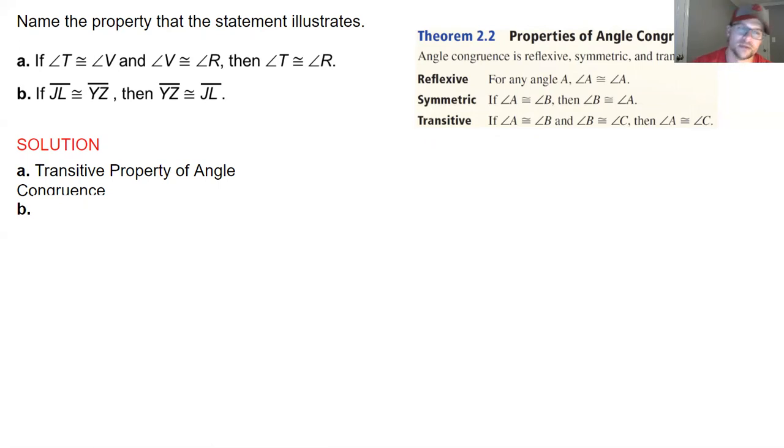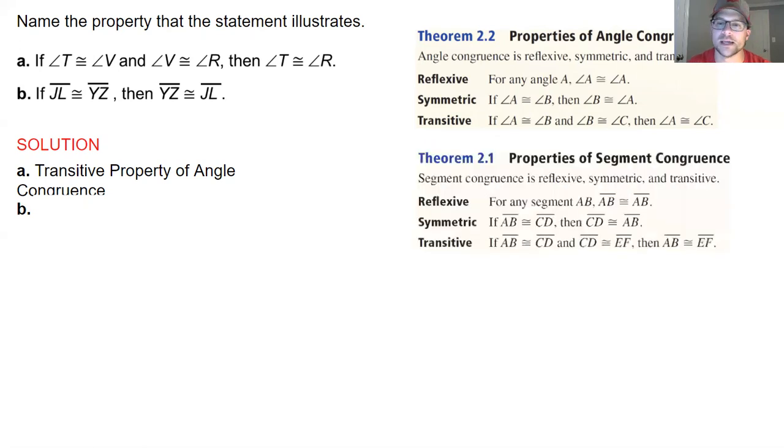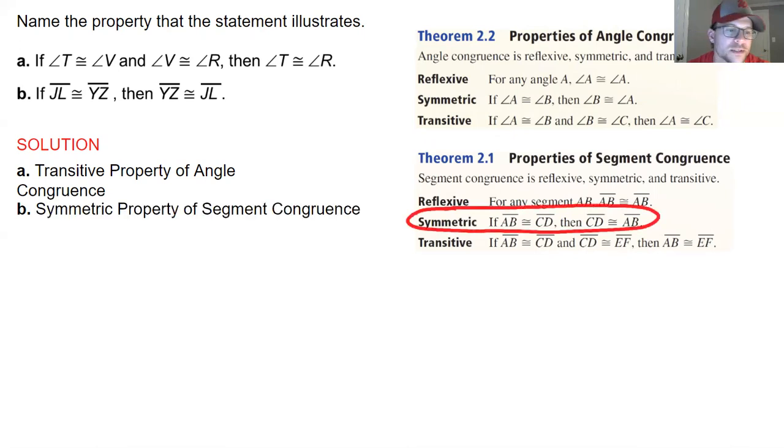And part B, if line JL is congruent to line YZ, then YZ is congruent to JL. Well, this is the exact same thing, but you're just flipping the order of those two. So this would be the symmetric property of congruence.